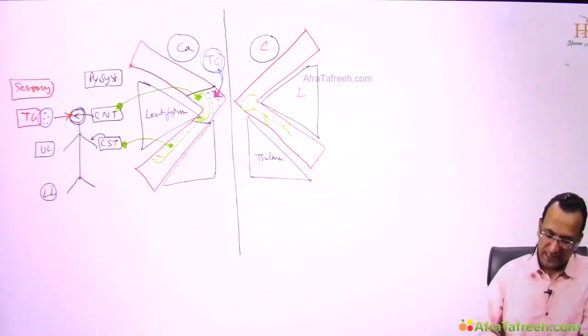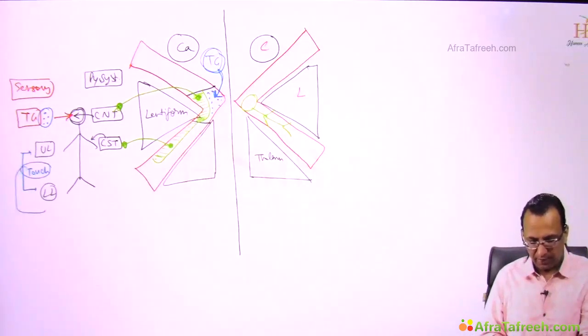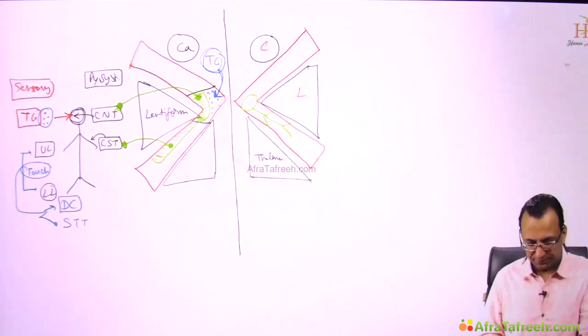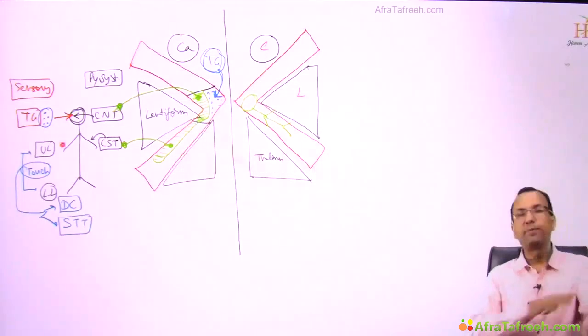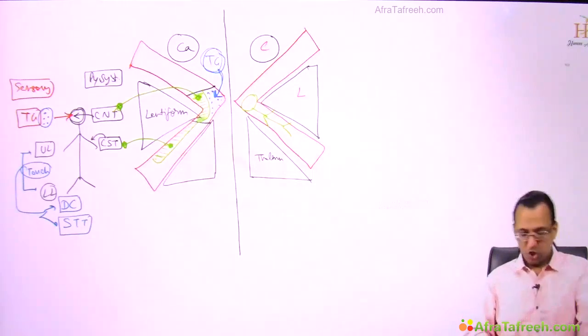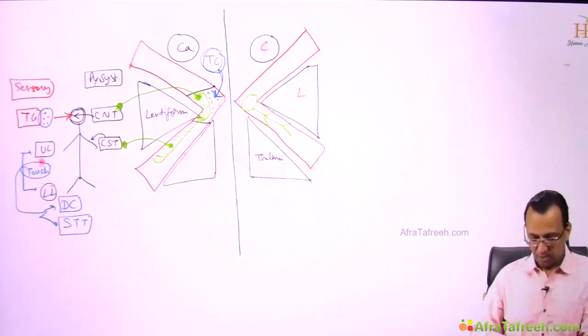What if I touch the upper limb, lower limb? If you are touching the upper limb or the lower limb, you will activate two tracts. What are the two tracts activated? One is the dorsal column of the spinal cord, the other is the spinothalamic tract.